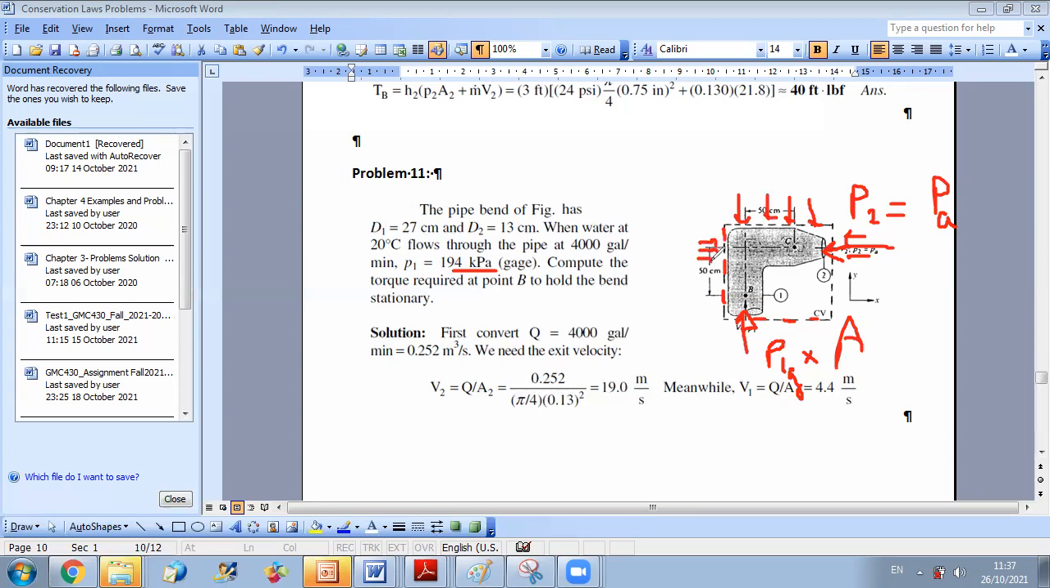So now, what we want to compute here is the torque required at point B to hold the bend fixed. So it's similar to the previous question.